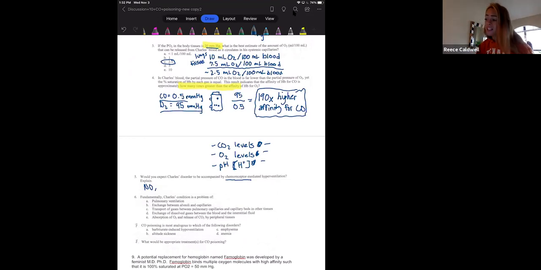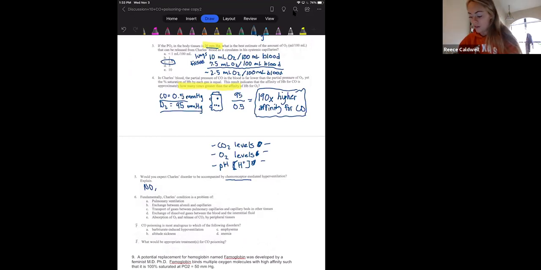hyperventilate because our body does not have carbon monoxide detectors, and that blood gas analysis is normal. Just because he is having carbon monoxide poisoning, those other gases in the blood remain the same.